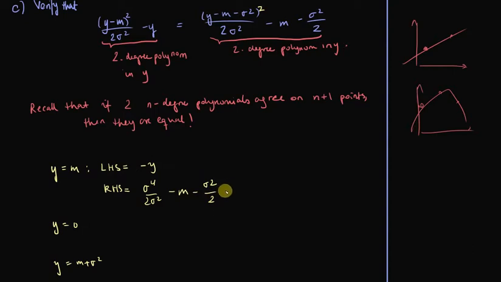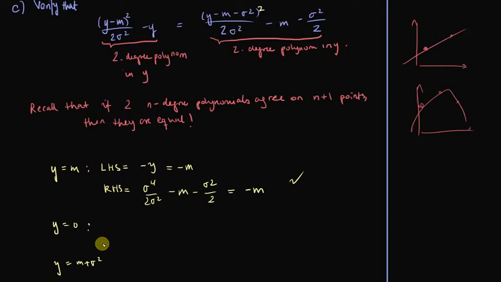And what you have here is then, what do we have? You have sigma squared divided by 2 minus sigma squared divided by 2. That's 0, so you just have minus m. And what you have on the left-hand side was minus y, but y is equal to m, so that is equal to minus m. Therefore, in this case, the left-hand side and the right-hand side agree.